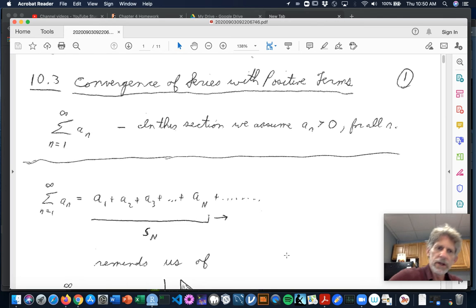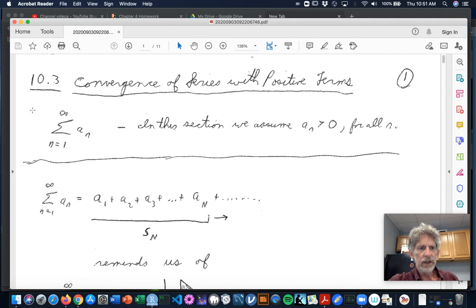Hi everybody, Dr. White here, working still on figuring out whether infinite series converge or diverge. In this section, I want to look at infinite series that just have positive terms. So the terms an have got to be bigger than 0 for all of the n that you're working with.